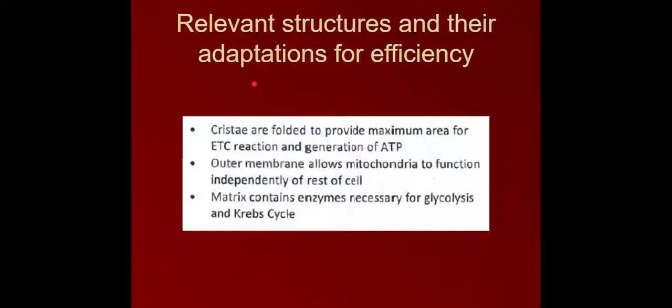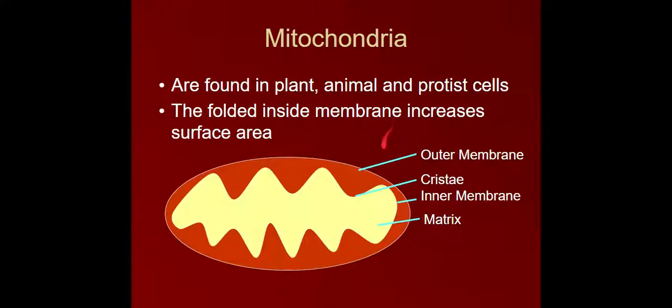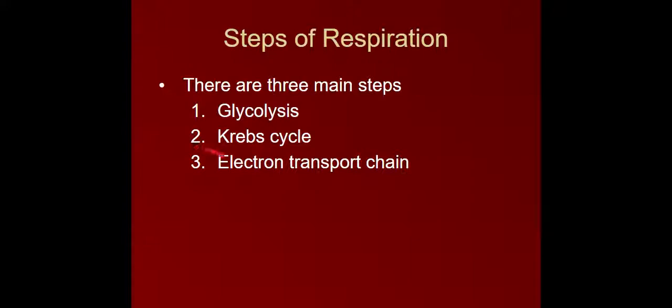Cristae are folded to provide maximum surface area for the electron transport chain reaction and generation of ATP. Okay, we're looking at the relevant structures and their adaptations for efficiency. So basically, this first point here is saying that we have a maximum surface area for the electron transport chain. The cristae, as we see here, are those folds, and those folds have an increased surface area for the electron transport chain.